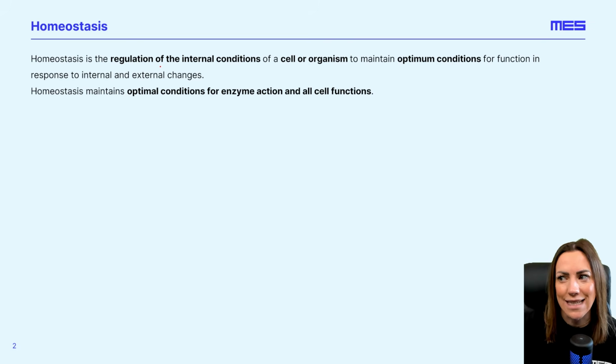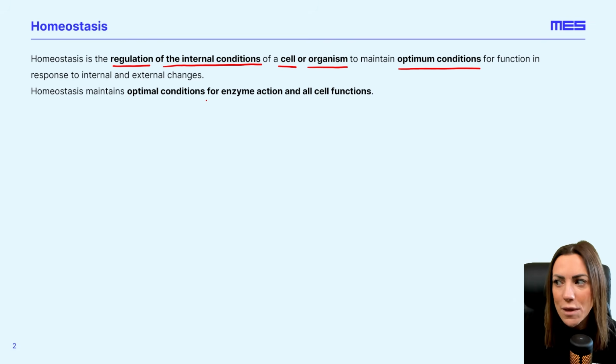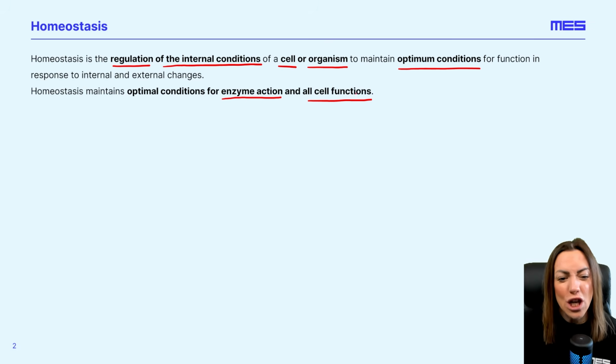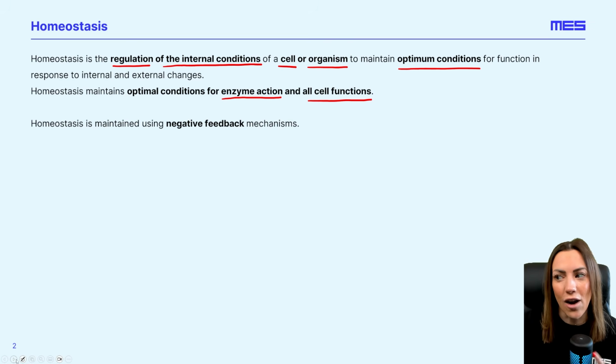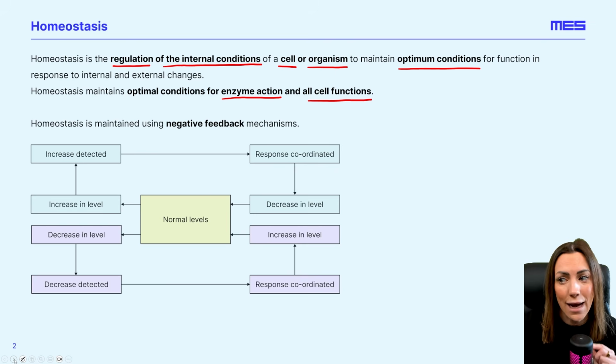So homeostasis is the regulation of internal conditions of a cell or an organism, and it's needed to maintain optimum conditions. For example, optimum conditions for enzyme action and cell function. So we're basically trying to maintain a stable internal environment to make sure the conditions are optimum for our cells and our enzymes. Now, homeostasis is maintained using what we call negative feedback mechanisms.